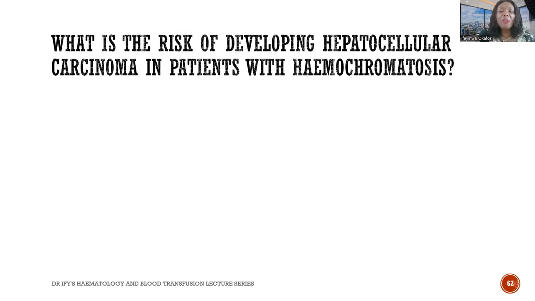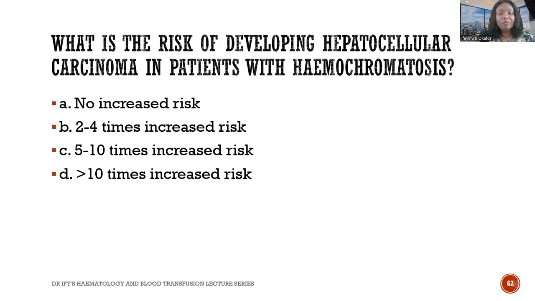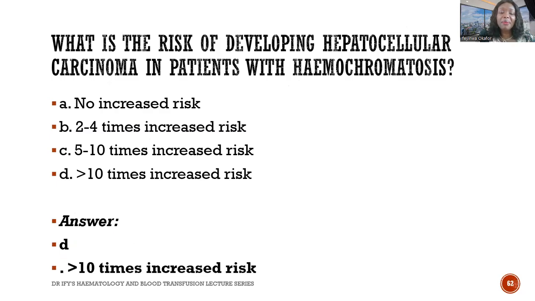What is the risk of developing hepatocellular carcinoma in patients with hemochromatosis? No increased risk, 2 to 4 times increased risk, 5 to 10 times increased risk, greater than 10 times increased risk. Answer D, more than 10 times increased risk.